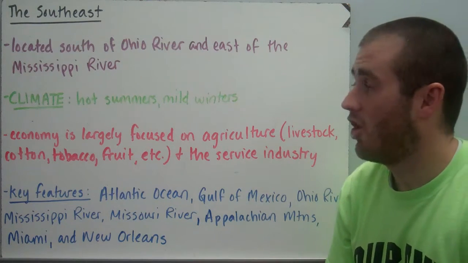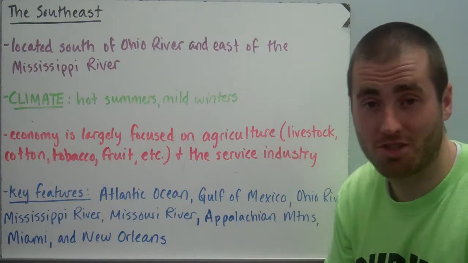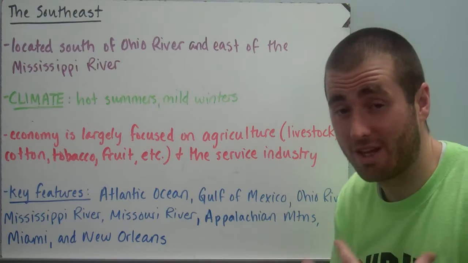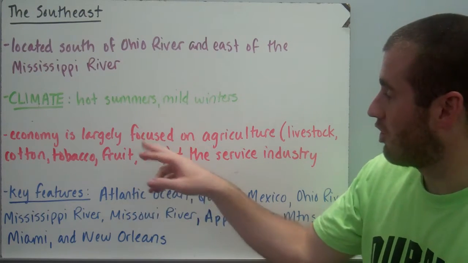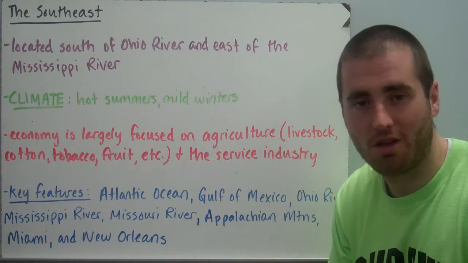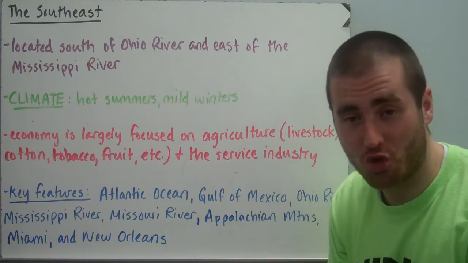The Southeast. All right, it's located south of the Ohio River and east of the Mississippi River. Its climate is hot summers and mild winters, which is where we live in this area. Economy is largely focused on agriculture, so livestock, cotton, tobacco, fruit, all sorts of stuff like that. And we also rely on the service industry.